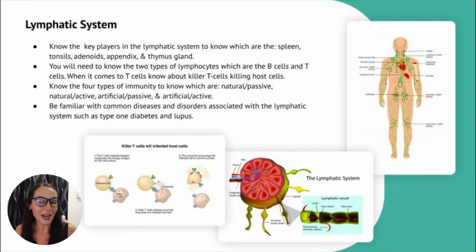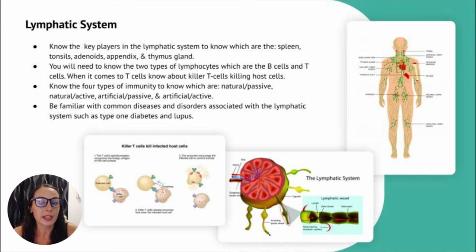Here we go. This is the final system we're going to talk about. This is the last one you can expect questions on for the A&P section of the HESI exam. It is the lymphatic system. This is an incredible system that plays a crucial role in providing immunity against pathogens. So let's dive into what you should know.